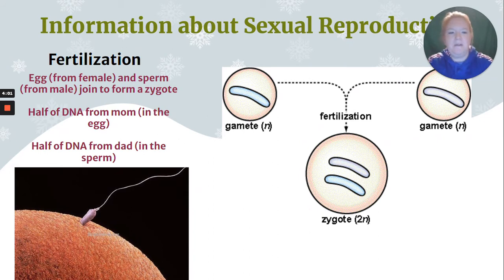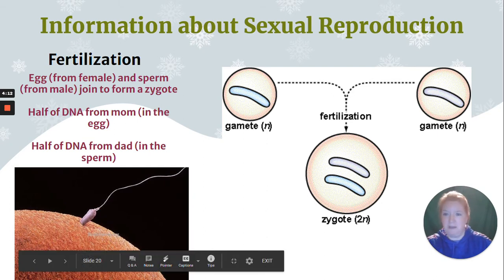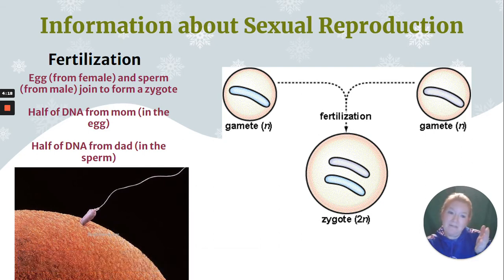What about some other information relating to sexual reproduction? Well, let's talk about fertilization. Fertilization is when you have the egg that came from the female and the sperm that came from the male join to form a zygote. So half of the DNA came from mom, it's in the egg. Half of the DNA came from dad, it's in the sperm. Together, they make a zygote. You can see in this picture how much larger the egg is than the sperm.